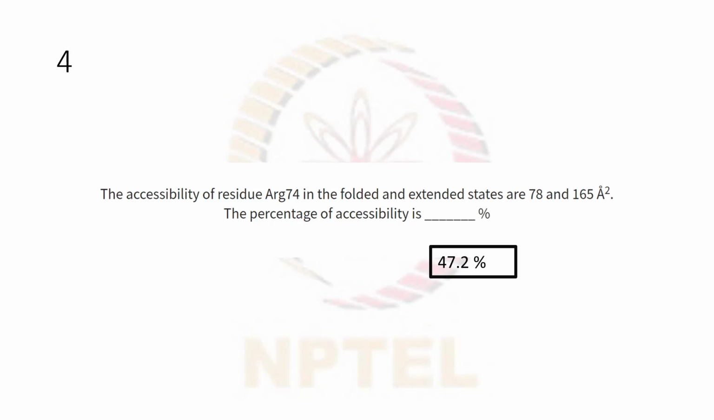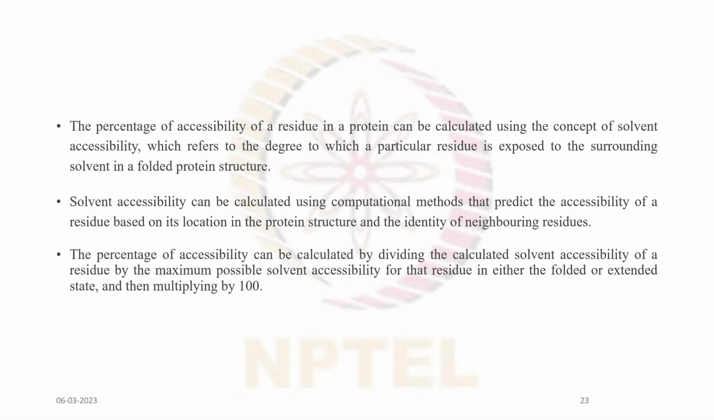Yes, the answer is 47.27 or 47.2. It is calculated using the accessibility of arginine 74, that is 78 in the folded state, divided by the maximum accessibility. The maximum solvent accessibility is obtained in the extended or unfolded state. So 78 divided by 165 times 100 gives the answer 47.2. Similarly, I have given explanations for this, which you can refer to if you didn't understand.